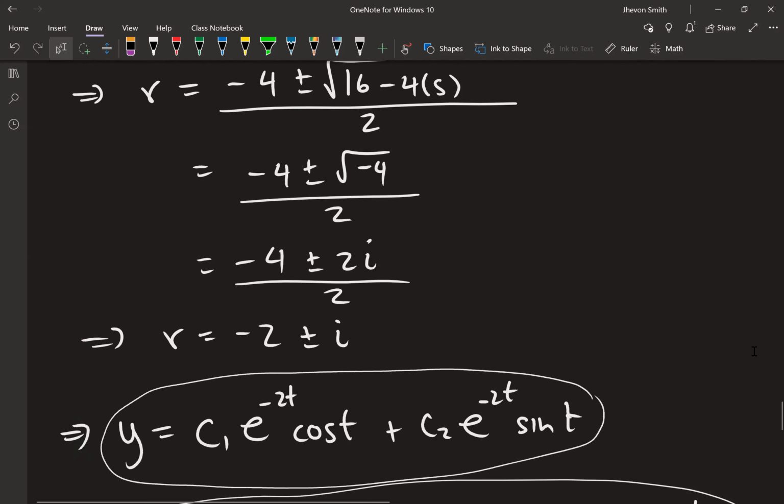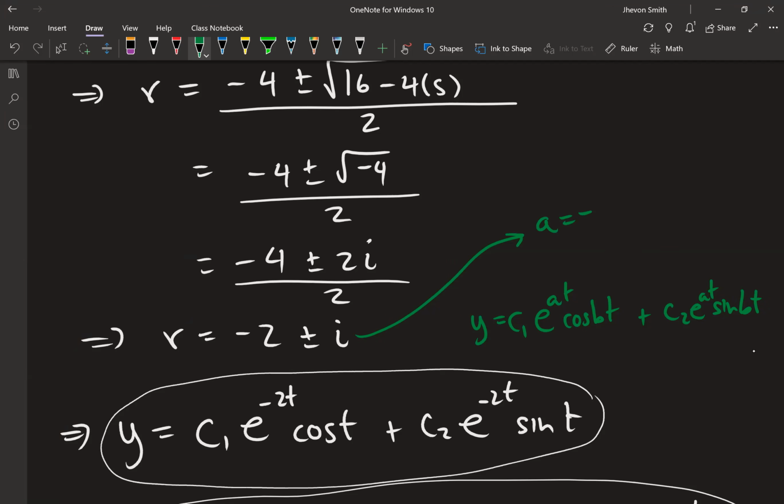So for here, I know the general solution in this scenario is going to be c1 e to the at cosine bt plus c2 e to the at sine bt. And from here, I know that my a is minus 2 and my b is 1. So I just plug those into this general form, and that gives me this.